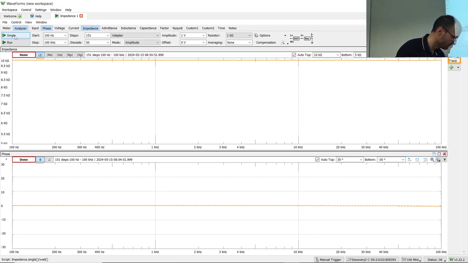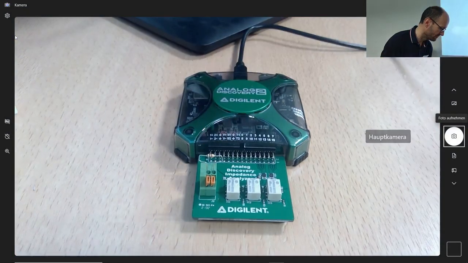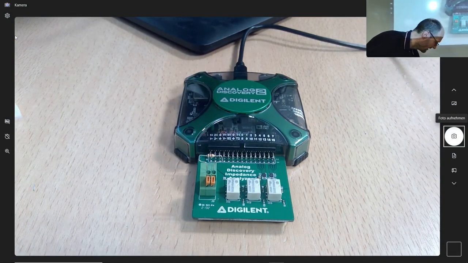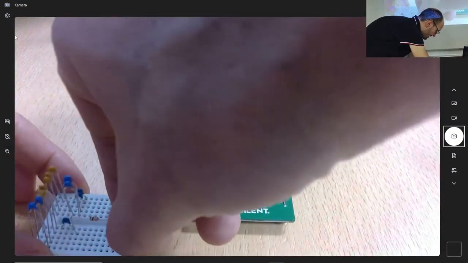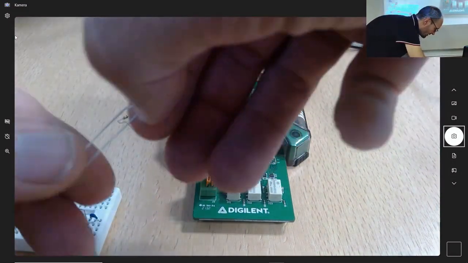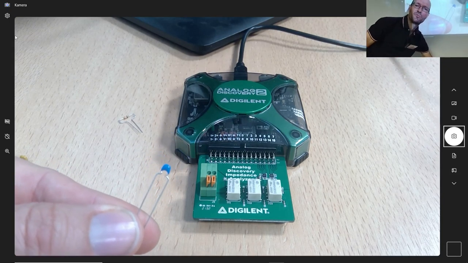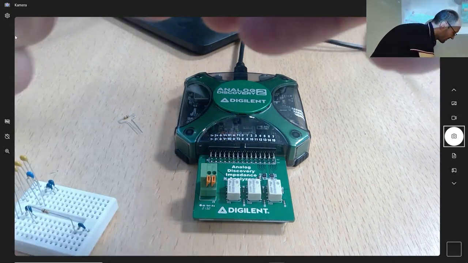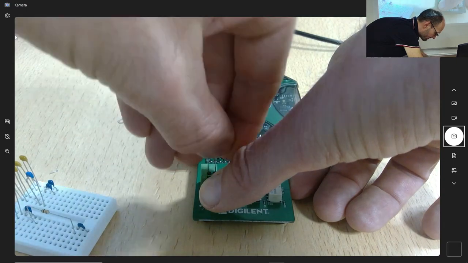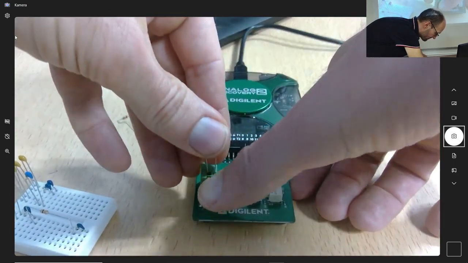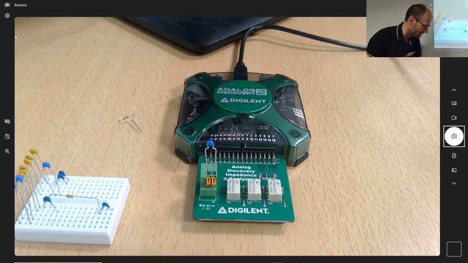Okay, so let's switch back to my camera, and I will disconnect this resistor once again, and we can continue with another circuit element. This one here, what is this? What could this be? This is a capacitor. So I will connect this capacitor. So it snapped in and is now securely connected.